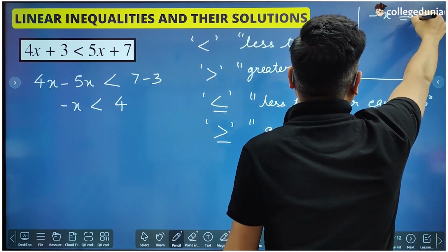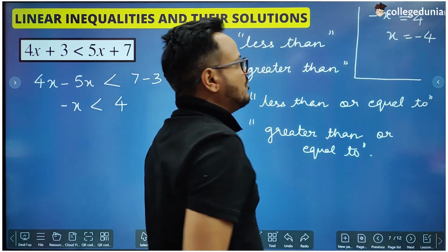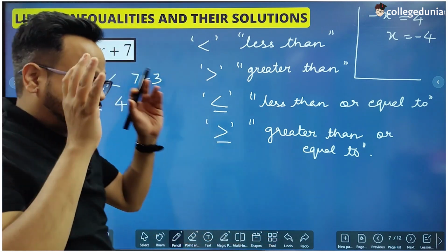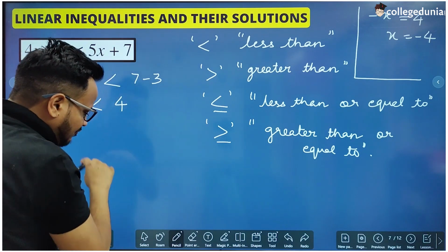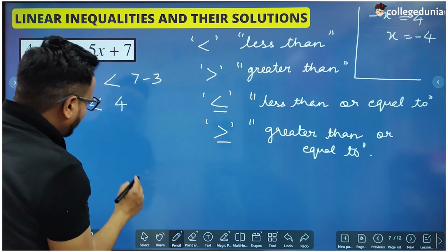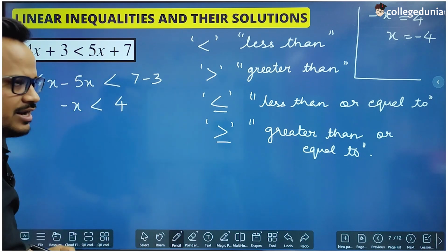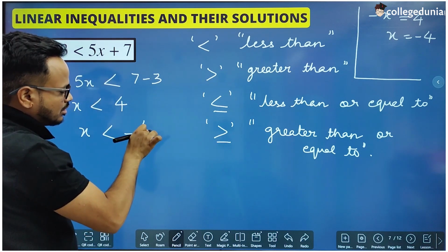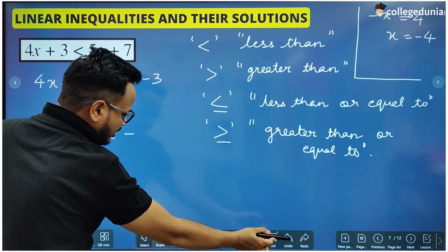Minus x equal to 4, and in the next step we just said that x equal to minus 4, which means we shifted the negative sign to the other side without any change in the equation. But this is not going to happen in an inequality, because if you shift the negative sign to the other side, or we can say that we are multiplying the whole thing with a negative sign, you cannot write it like this.